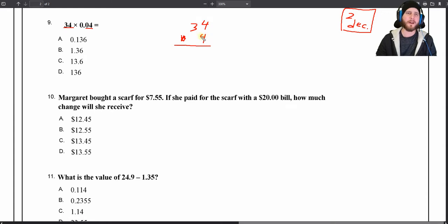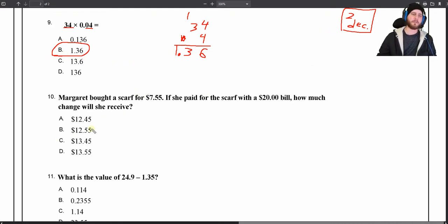4 times 4 is 16. Write my 6, carry my 1. 4 times 3 is 12. Plus 1 is 13. And as we mentioned, there should be 2 decimal places. So 1, 2. Answer should be 1.36. 1 and 36 hundredths.